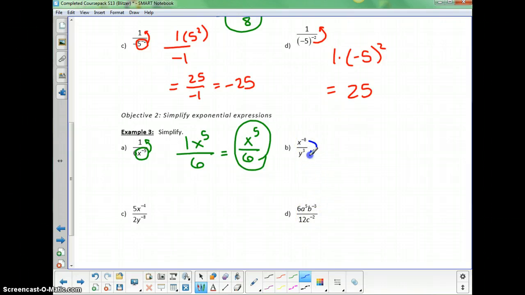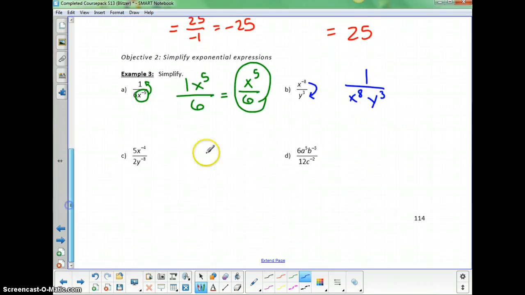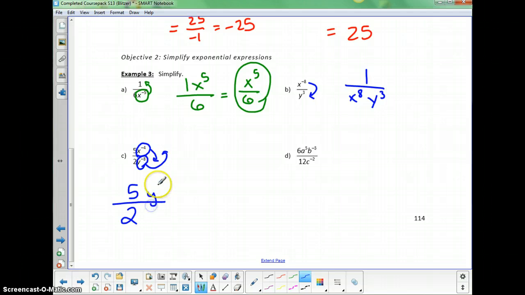Okay. So I'm going to move the x to the 8th into the denominator. Y to the 3rd, its power was already positive, so it's going to have to stay down there as well. There's nothing left on the top, so we need to put a 1 up there. That's it. Okay. On the next one, we're going to move the x to the negative 4th down and the y to the negative 8th up. Both of them had negative powers, so they'll both move. The 5 and the 2 are going to stay right where they're at. Those numbers did not have a negative power, so they're not moving.